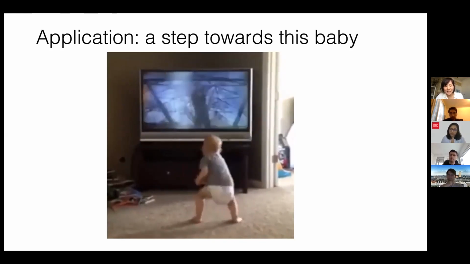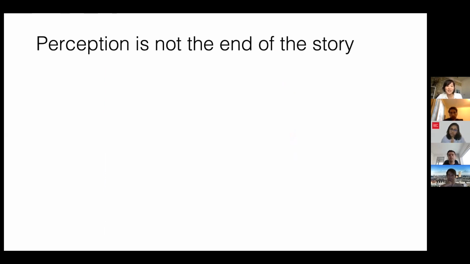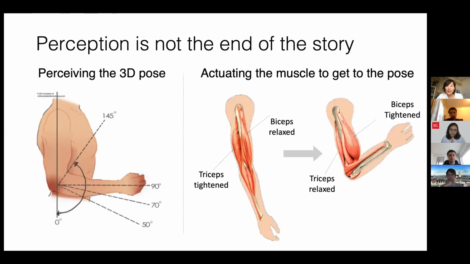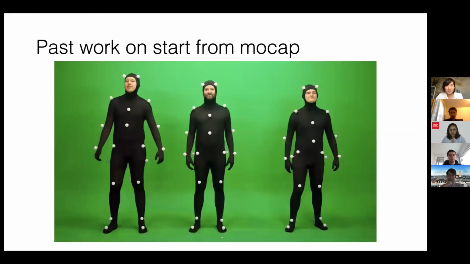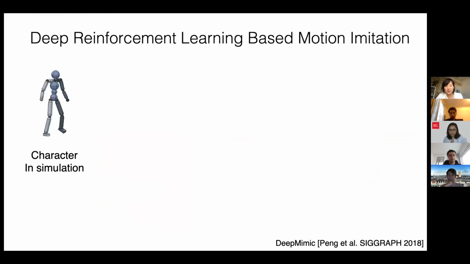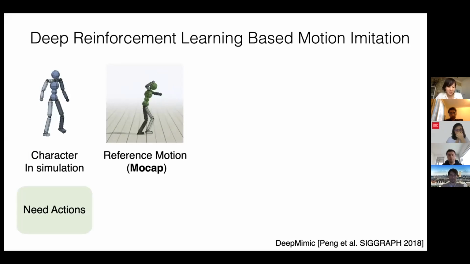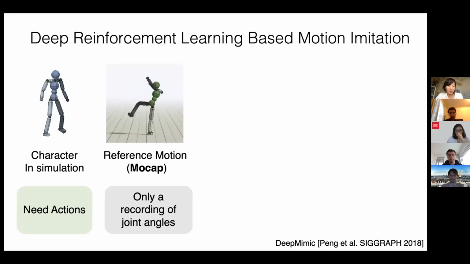And this is more like a control problem. It's not just about understanding what the joint angles are from the images, but it's also about learning to actuate your muscle or control system in order to execute these actions. And so prior work uses motion capture to study this problem. So the idea is you want to manipulate this character in simulation, and you only have reference motion. You don't know how they actually actuated their muscles or torques and stuff like this. So you need actions to move this, but then you only have a recording of joint angles.